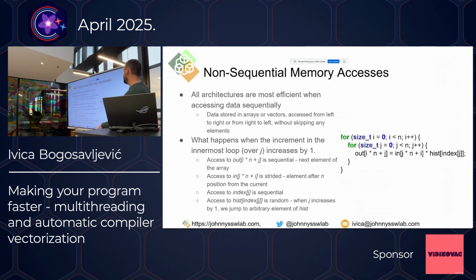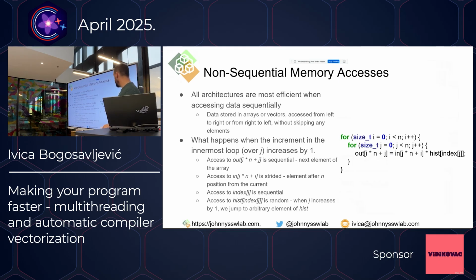So here is an example. This is a loop, two loops actually, nested. I'll call this a loop nest. What happens when the j inside the loop increases by 1? What happens to these pointers? We have 4 pointers: out, in, hist, and index. What happens when j goes from 0 to 1? Access to i times n plus j: if it was i times n plus j, it just moves one place. So this is a sequential access. With this one, when j increases by 1, instead of being on this value, we are skipping over n values. So this is called a strided access.